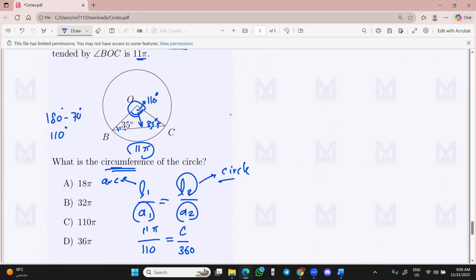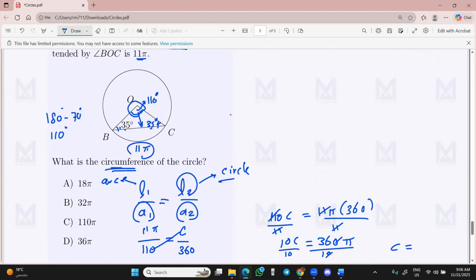And now we can simply cross multiply. C times 110 is 110C. And 360 multiplied by 11 pi, you can write 11 pi times 360. And we can divide both of them by 11. You can just divide here by 11 and here by 11. And you get 10C, and 11 cancels 11, so we have 360 pi. You can now divide by 10 to get C equals, let's cancel the 0, 36 pi. That's the easiest method to use.